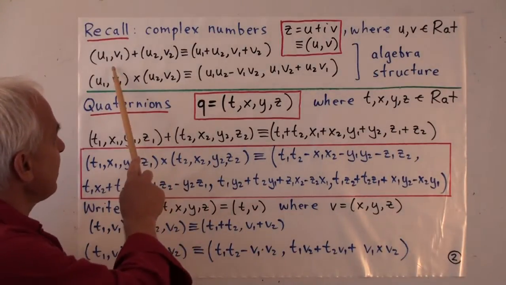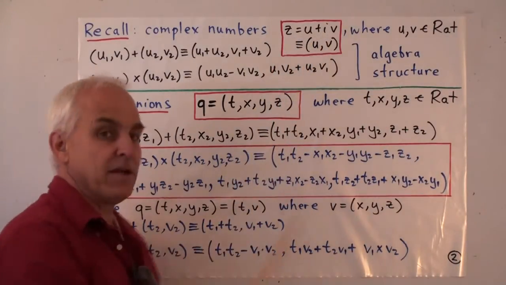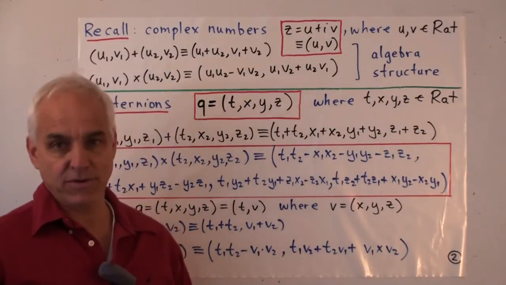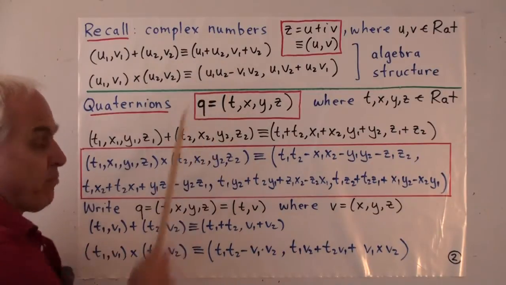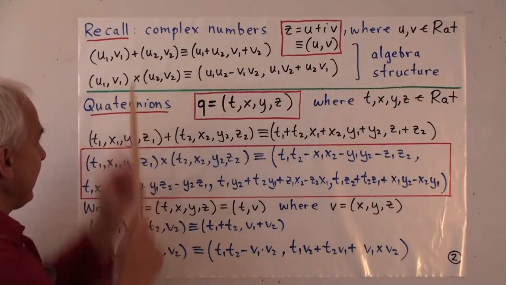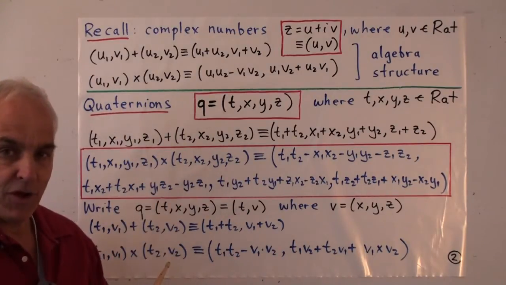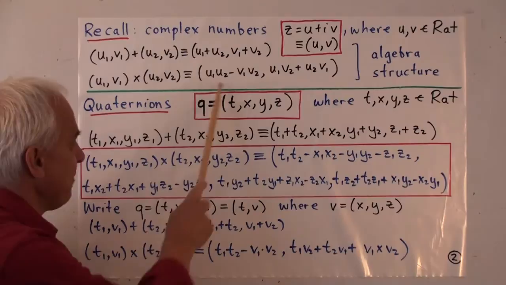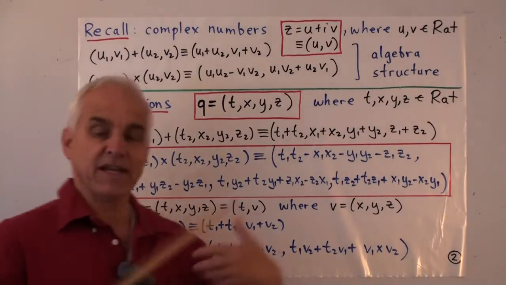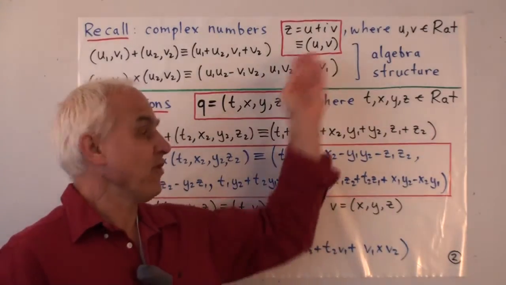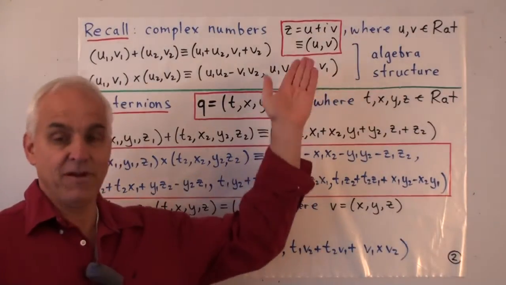All right, so I remind you that originally we defined complex numbers not in terms of u plus iv, but rather simply as an ordered pair of numbers. And then we introduced the addition as pointwise, and then all the complexity is in this definition of multiplication, how to multiply two ordered pairs of rational numbers. And here was the familiar definition. So together, this addition and this multiplication give us an algebra structure on the space of complex numbers. So now we're going to introduce quaternions in an analogous fashion.